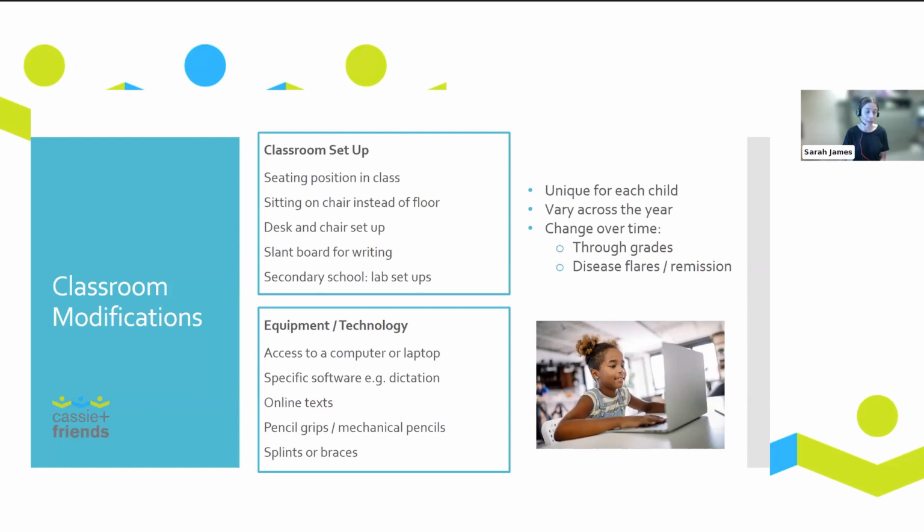Online texts, again, can be helpful for some students. For any students who may be having wrist or hand complaints, where handwriting is painful or takes extra time, using things such as different pencil grips, built-up handles, or even mechanical pencils can be really helpful. For those students who potentially have wrist arthritis, using a wrist splint or brace can be helpful just to provide some support and help with pain.